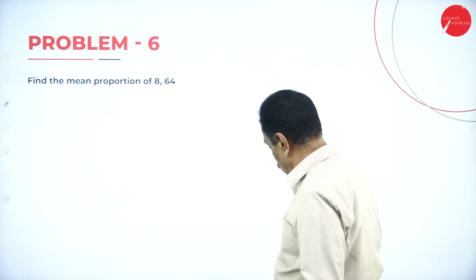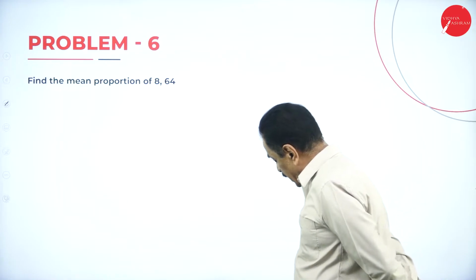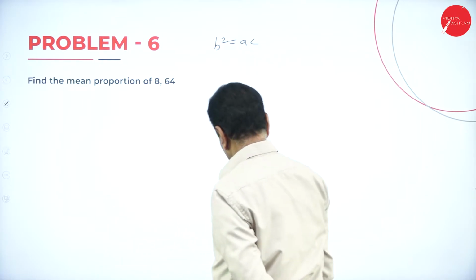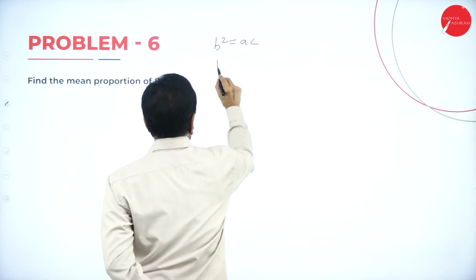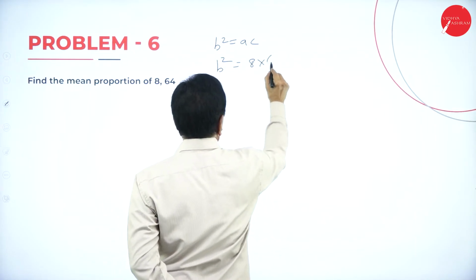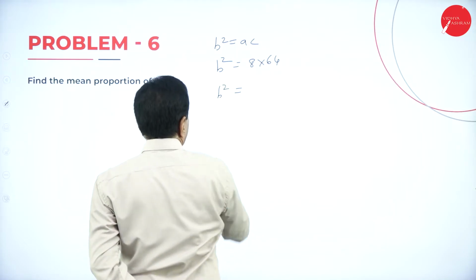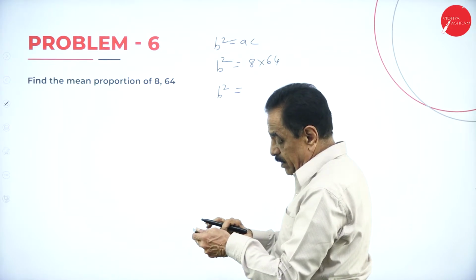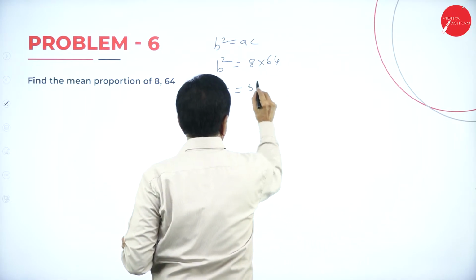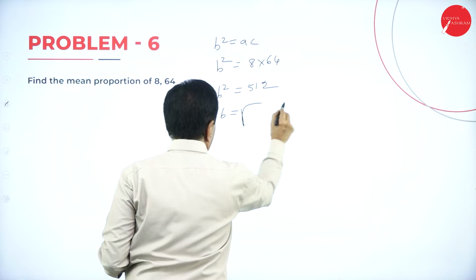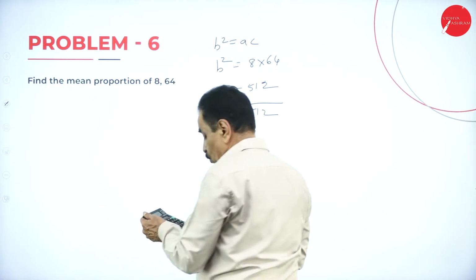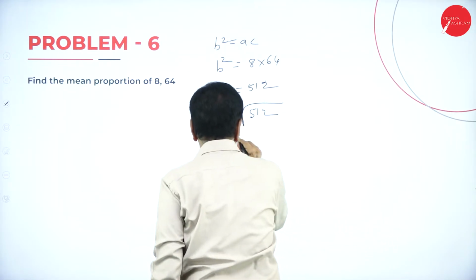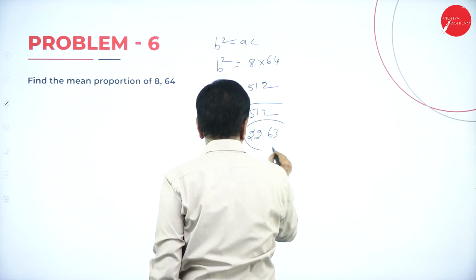Find the mean proportion of 8 and 64. B square is equal to AC. So B square is equal to 8 into 64. 64 into 8 is 512. B is equal to root of 512, which is 22.63. Not a perfect root.